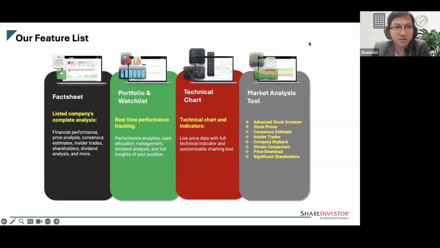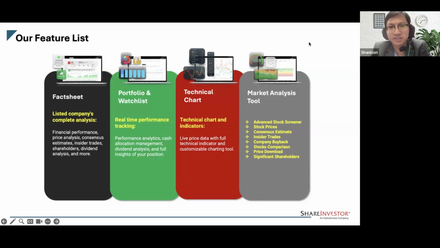We have fact sheets. Under fact sheets, we cover a lot of things about the individual companies, for example, financial performance, price analysis, consensus estimates, insider trades, everything. There's also portfolio and watch list. For the new version of the Shareinvestor platform, we have spent a lot of effort on portfolios. You can do a lot of things like real-time performance tracking of your portfolio, cash allocations management, auto dividend tracking, and a lot of features there.